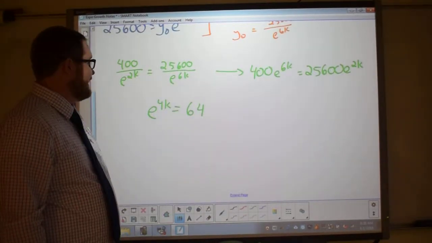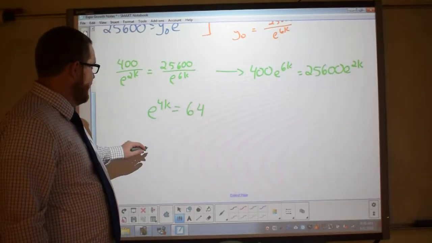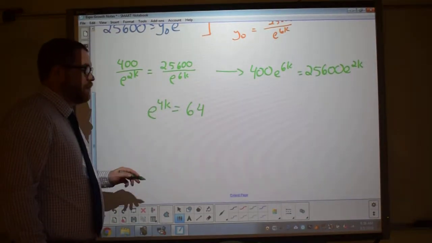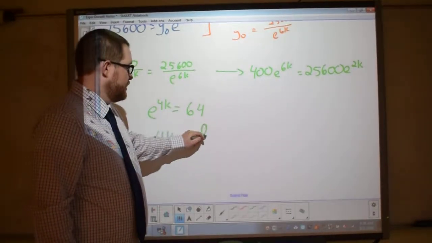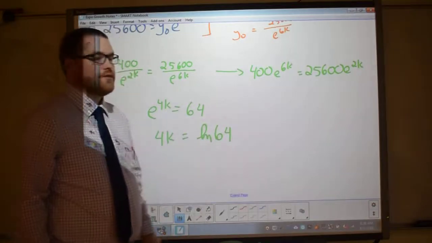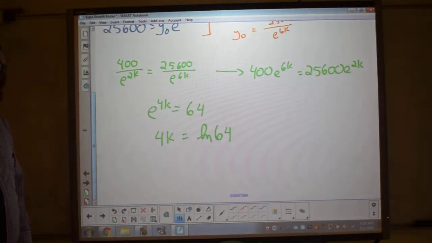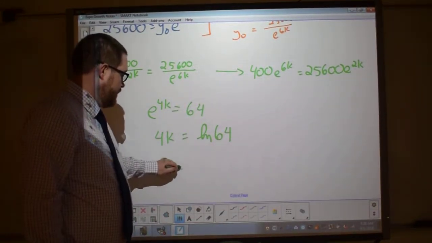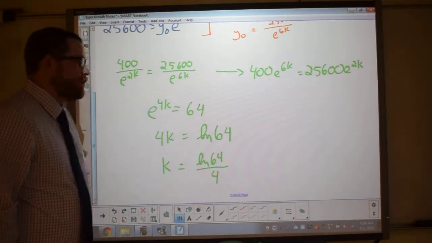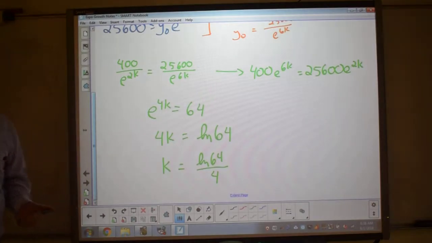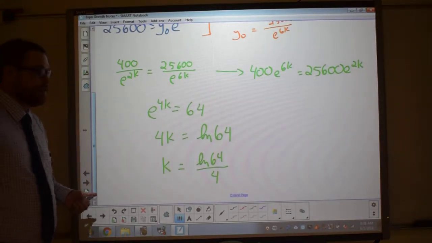I need to cancel out the e, so I'm going to take the natural log of both sides. The natural log of e to the 4k is just 4k. The natural log of 64, I'm just going to leave as the natural log of 64. Solve for k. I get natural log of 64 over 4. And you can turn that into a decimal if you'd like, but that will give you a less exact answer.